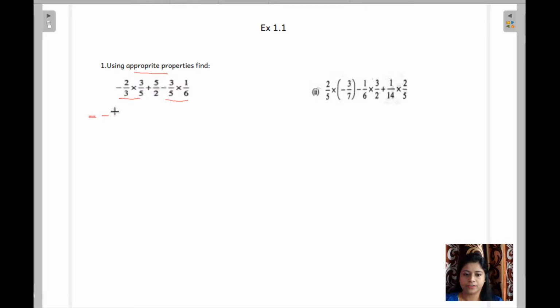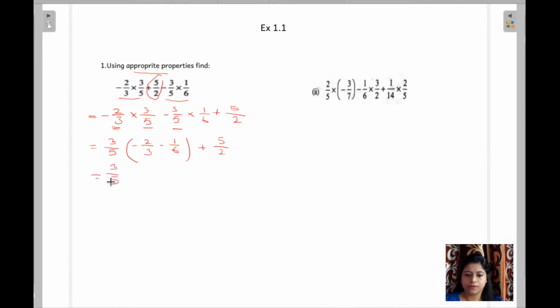First step: minus 2 by 3 multiplied by 3 by 5 minus 3 by 5 multiplied by 1 by 6, and this term we will write at last, that means plus 5 by 2. As 3 by 5 is common in both the terms, we will take out 3 by 5 as common and write it outside the bracket. So here we are left with minus 2 by 3, and here we are left with minus 1 by 6, plus 5 by 2. Now we just have to solve it.